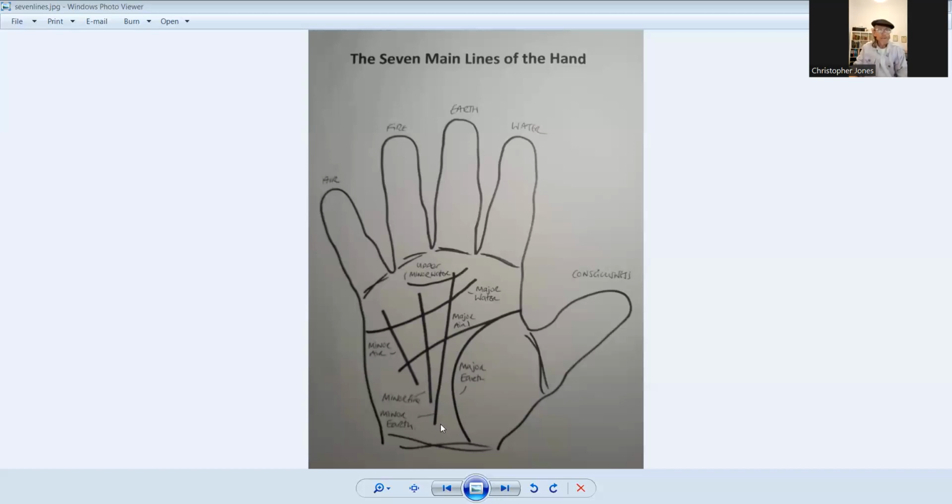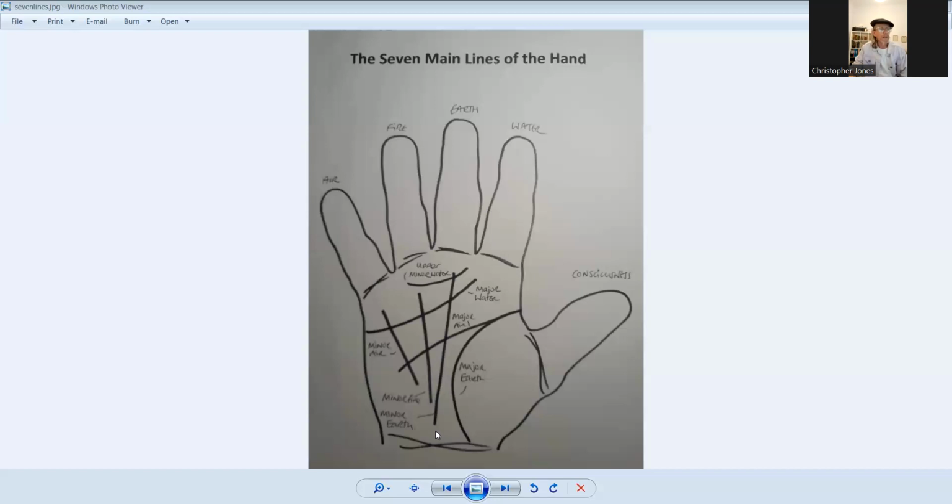And how do you know which line's which? Well, the minor earth line goes to the earth finger, the minor fire line goes to the fire finger, the minor air line goes to the air finger, and the upper minor water line goes towards the water finger. So the labeling is quite easy to understand because the location of the line describes that. But the ascription of the elements to the lines of the hand also tells us something about their functioning and their significance.